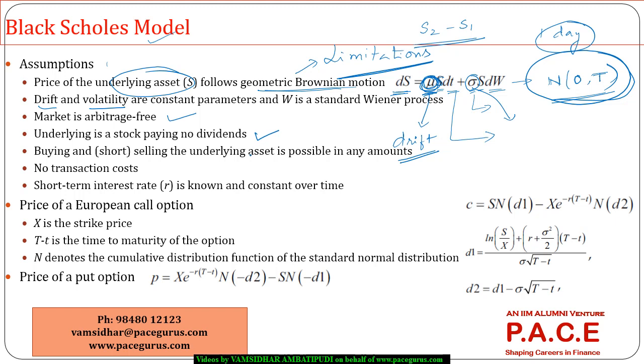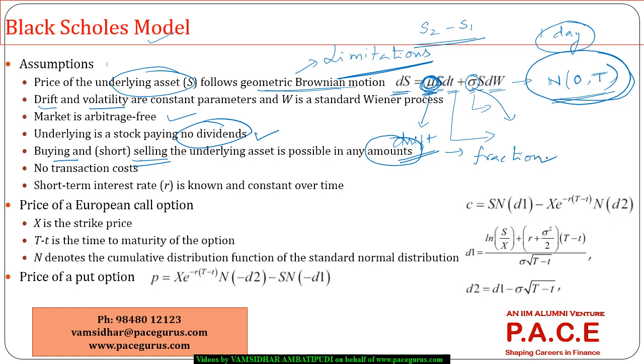This model is more applicable if the underlying does not pay any dividend. Of course, at a later point some modifications have come out which try to handle dividends paid by the company, but the base Black-Scholes model is created under the assumption that the underlying does not pay any kind of dividend. Another assumption is that buying and selling the underlying is possible in any amounts, even in fractions, which is away from reality.